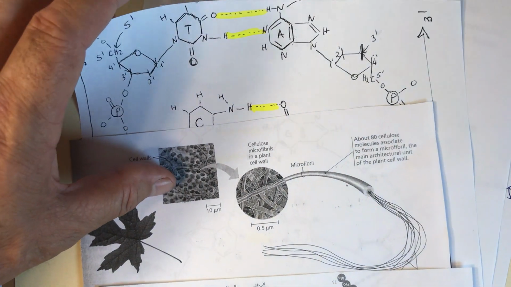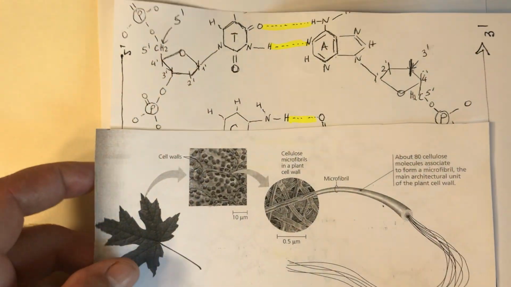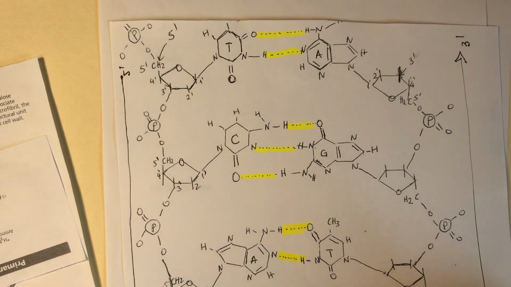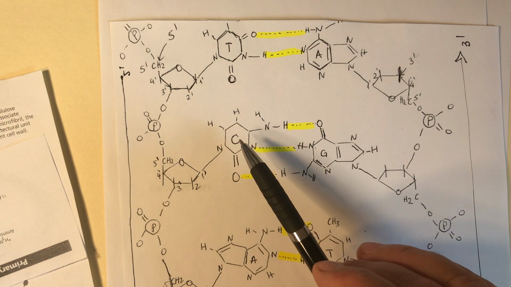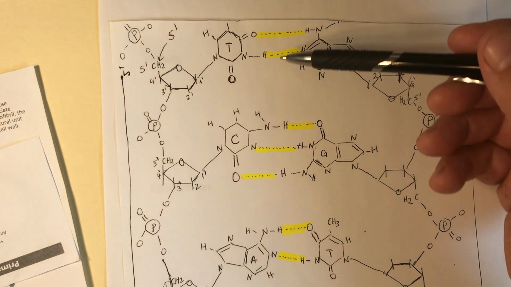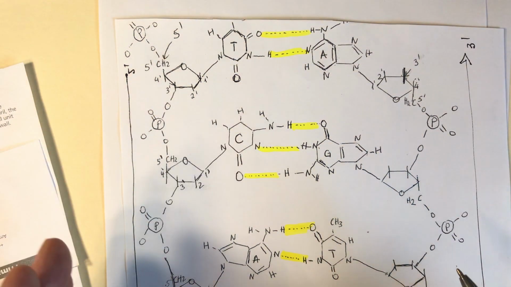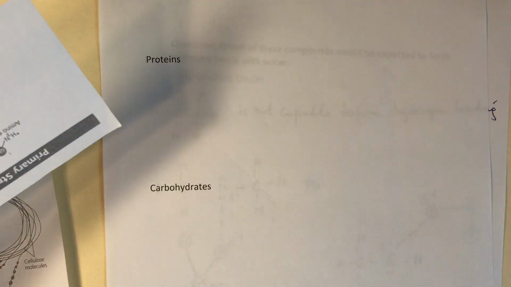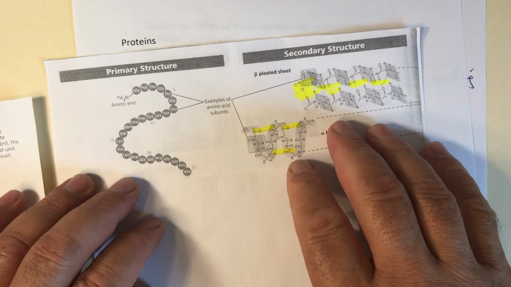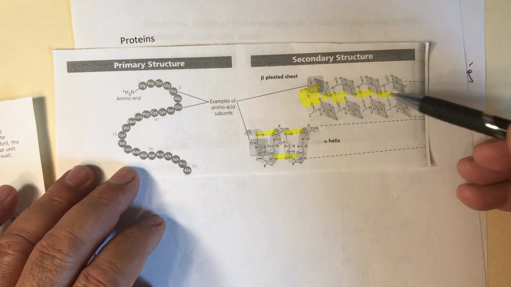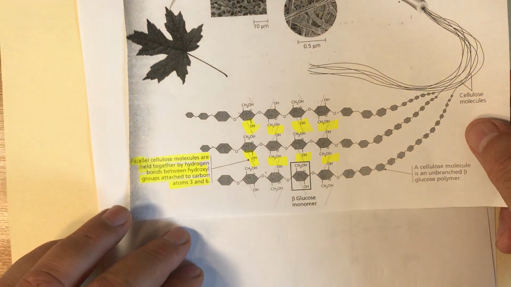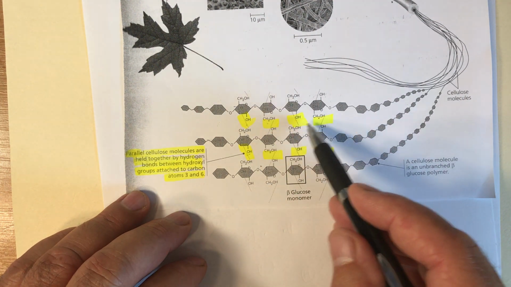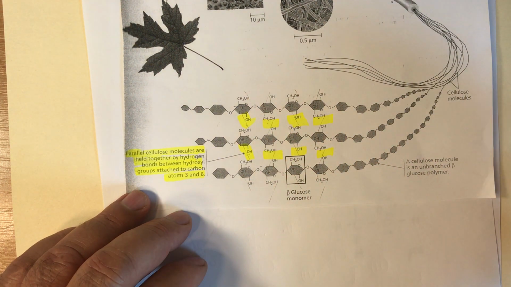Other examples are macromolecules. DNA, for example, has 2 hydrogen bonds between thymine and adenine, and 3 hydrogen bonds between cytosine and guanine. These bonds keep the strands together. Here's another molecule, the secondary structure of a protein. Hydrogen bonds are between these strands. And another one is a cellulose molecule, which has hydrogen bonds connecting the strands.